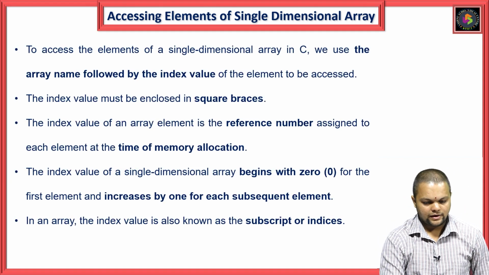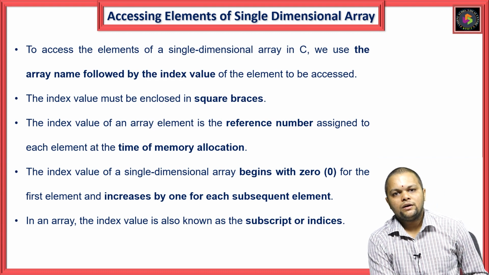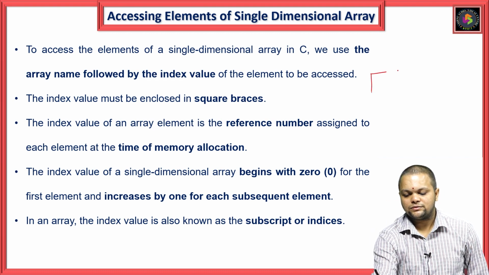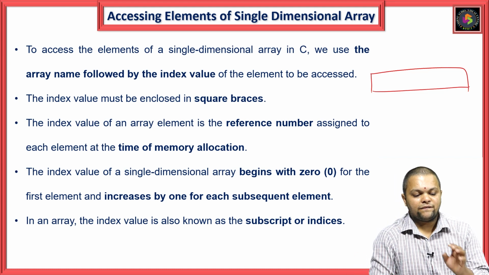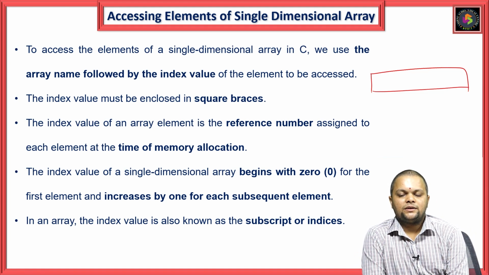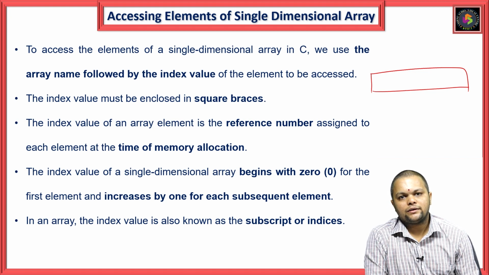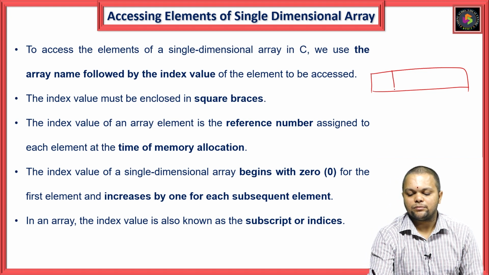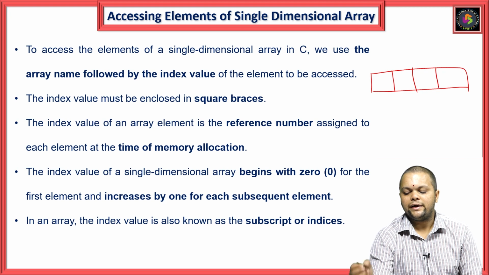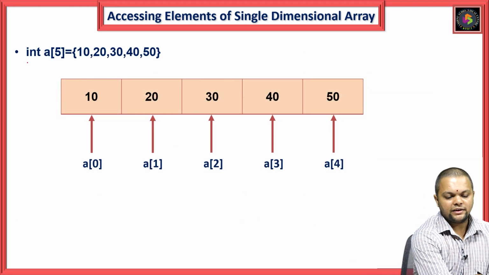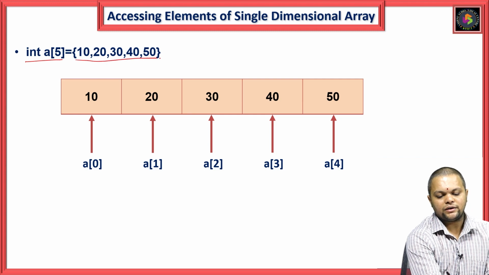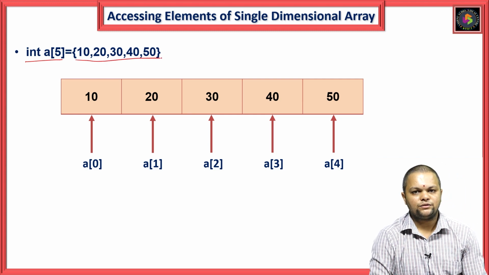If I am having an array like this, this is an array. So, if I want to access elements from the array, I need index numbers. I need what? Index numbers. Look at this. If I am saying int a[5], 10, 20, 30, 40, 50 are initial values.